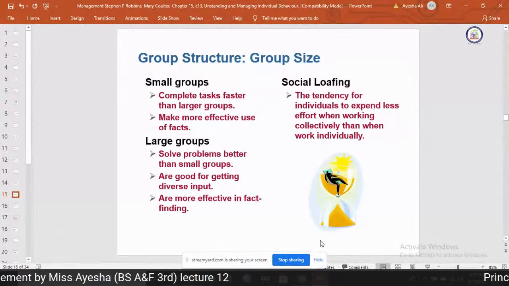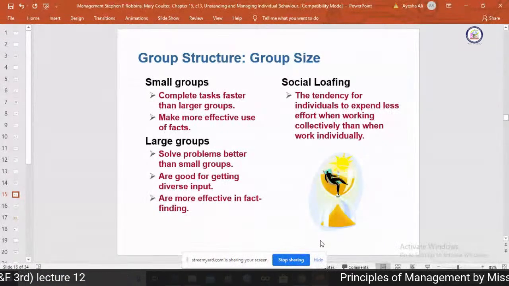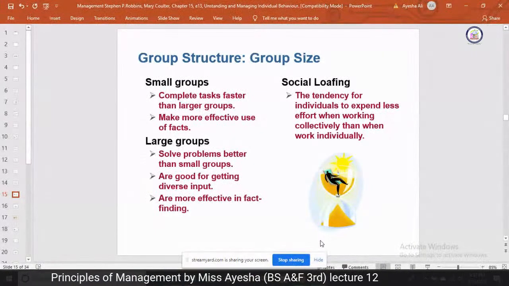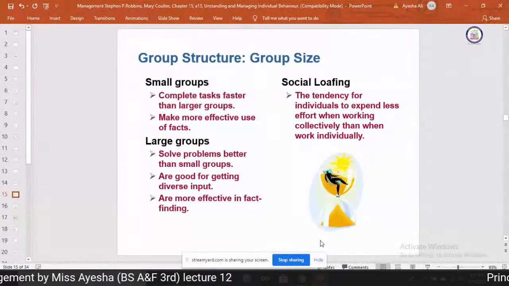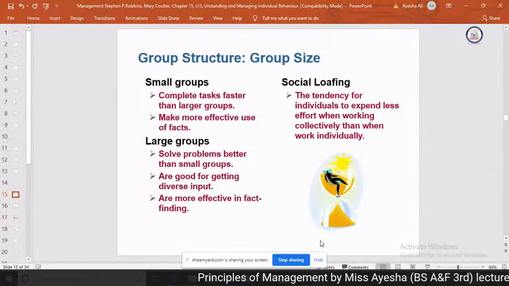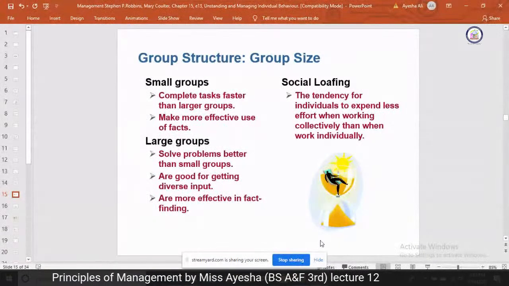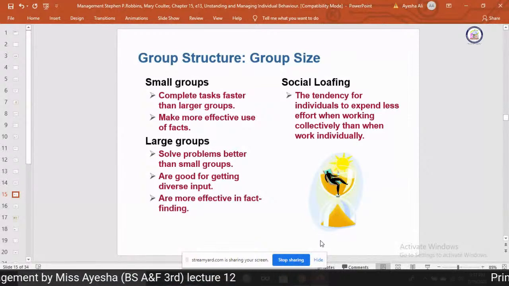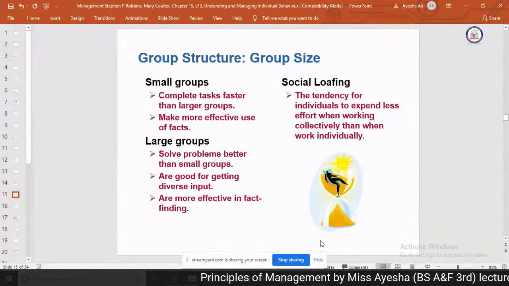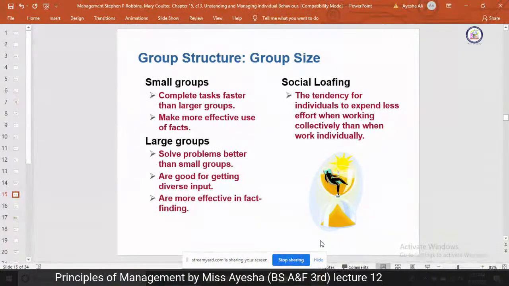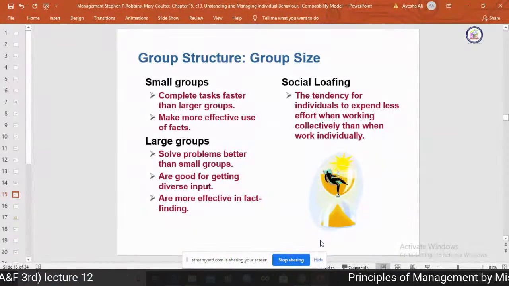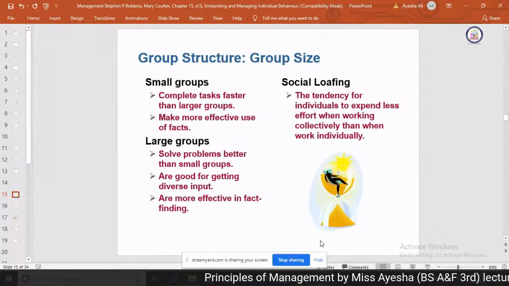But if we allot the task individually, everyone puts in effort equally because they are not dependent on any other person. To decrease social loafing, we have to decrease the number of groups and members, and we have to identify individual efforts and recognize the efforts of each individual. In this way we can decrease social loafing.